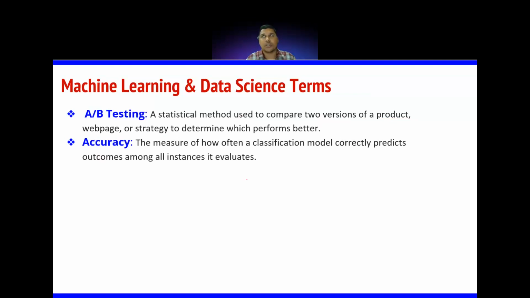Accuracy. So this is a very frequently used term in ML and deep learning models. The measure of how often a classification model correctly predicts the outcomes. So we use accuracy mostly for classification problems. Classification, we know, whether it's a spam email or not a spam email. So where we have two things only, binary things, whether it's a spam or not a spam, or you have multi-class classification as well. So there also we use this metric accuracy.